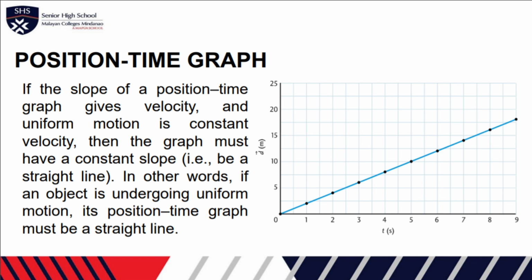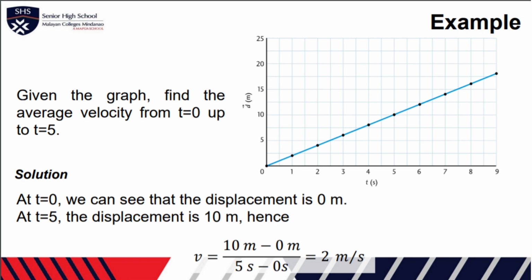Now, this time, let us represent it through this particular given. In this given, find the average velocity from time 0 up to time 5, or from 0 second up to 5 second. Solution. At 0 second, we can see that the displacement is 0 meter if you analyze the graph. Now, at 5 seconds, the displacement is 10 meters.